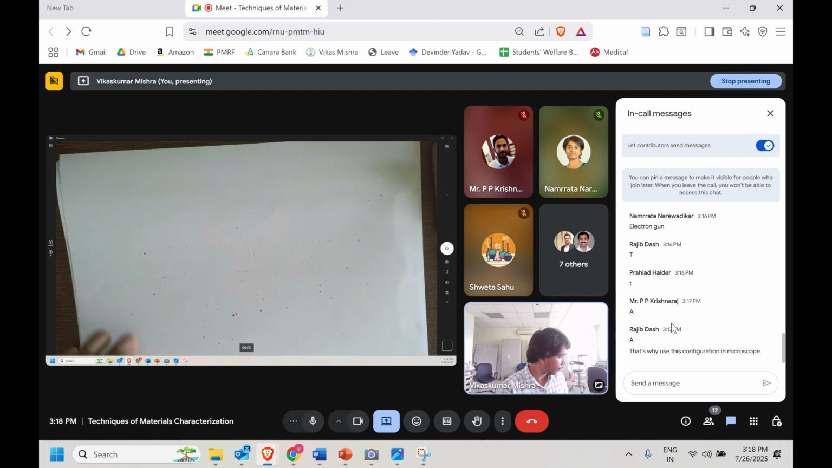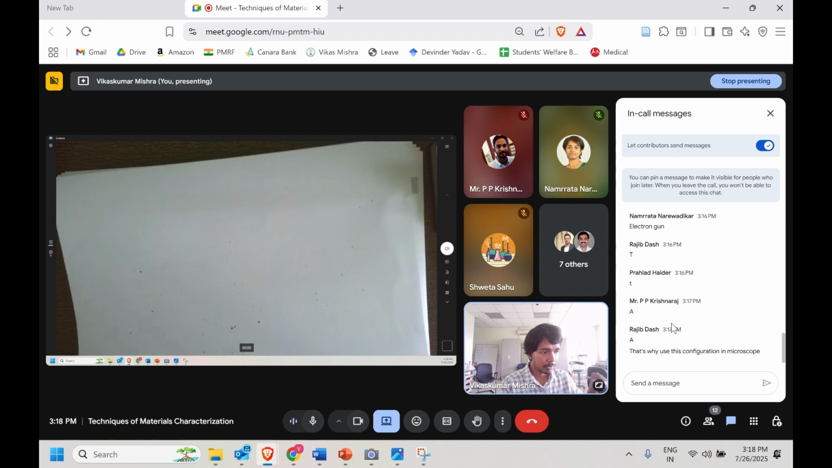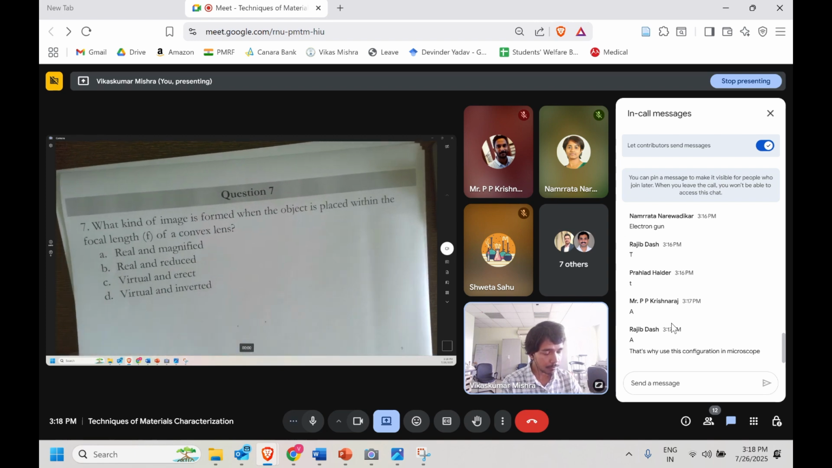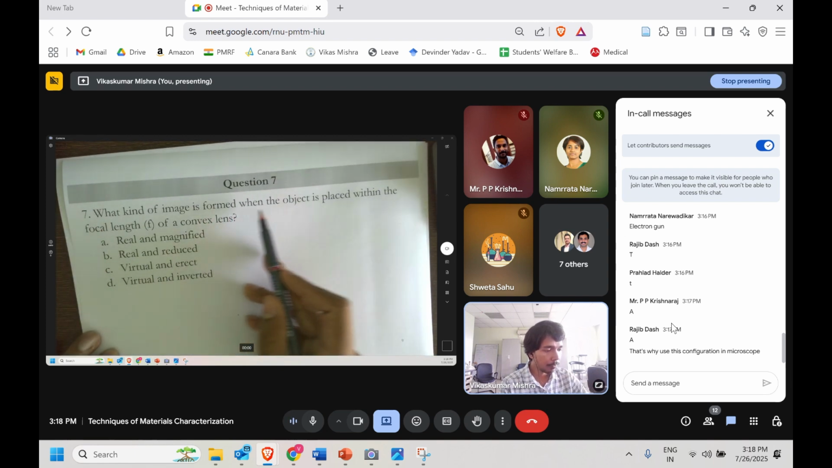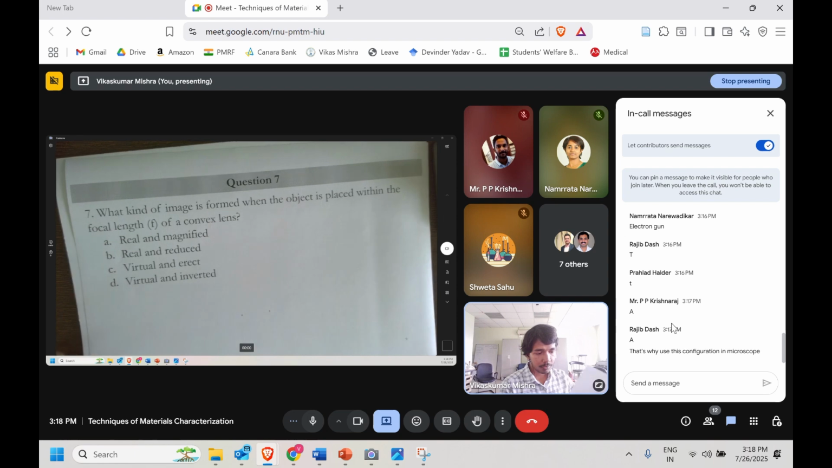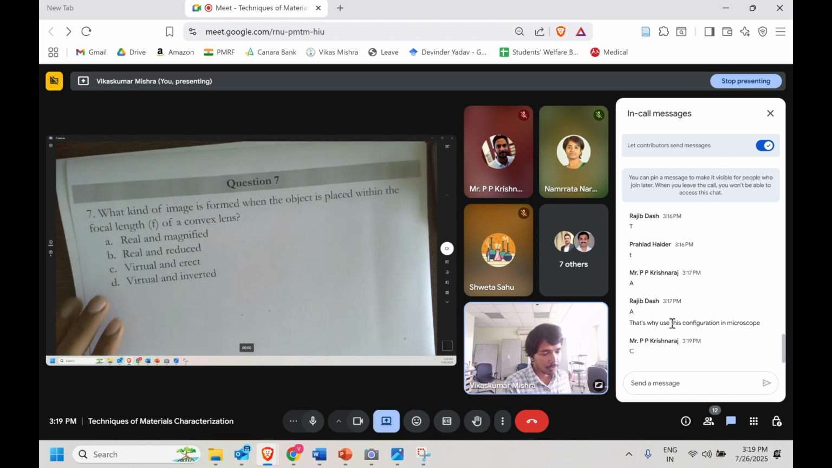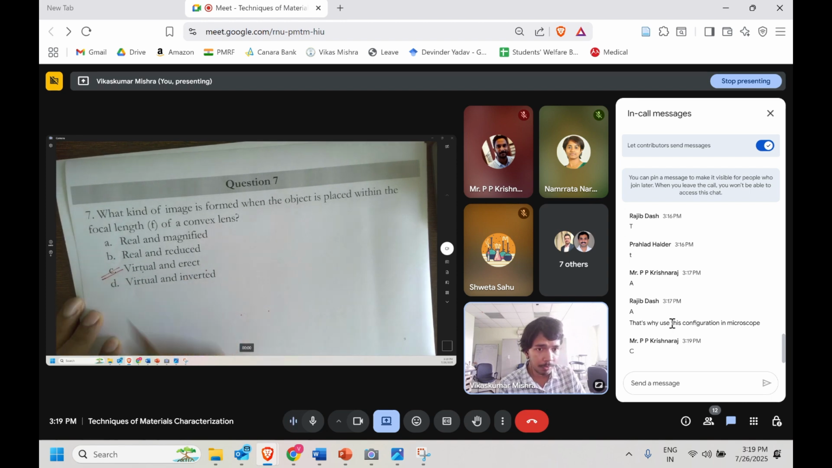Since there is none, let's move to question number 7. Again, a similar type of question; you can easily answer it. What kind of image is formed when the object is placed within the focal length? This question is asking what will happen if you place your object somewhere over here. It will be virtual and erect. That's correct.